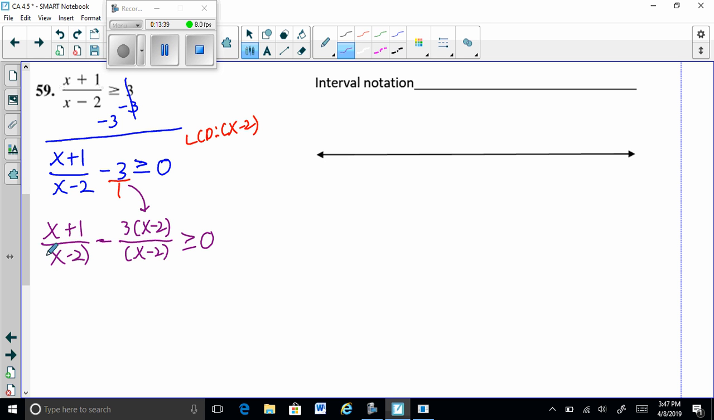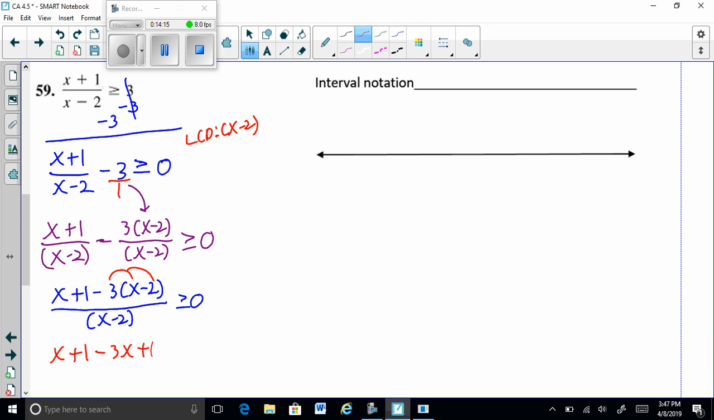So now that you have an LCD, you can bring this together as a single fraction. And so that's what we'll go ahead and do here. So I'm going to have the x plus 1 minus 3 times x minus 2 all over my common denominator, greater than or equal to 0. All right, so the next thing I'll want to do is clean this up a little bit. So I'm going to distribute that and combine some like terms. So I'm going to have my x plus 1 minus 3x plus 6 all over x minus 2.